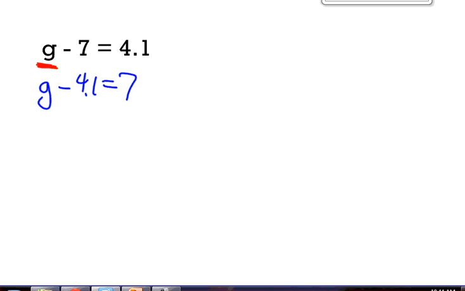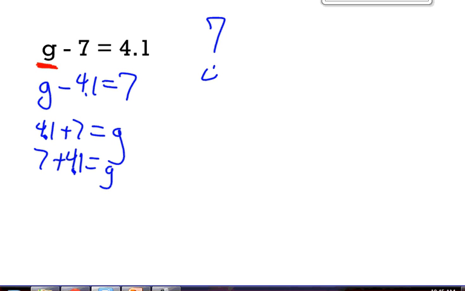So in the end, if we were to flip this around, we would say that 4.1 plus 7 equals g, or 7 plus 4.1 equals g. Decimals don't want to go where I want them. But either way, we can see a much simpler way to solve this, so that as we line up our decimals and we add, we get 11.1.